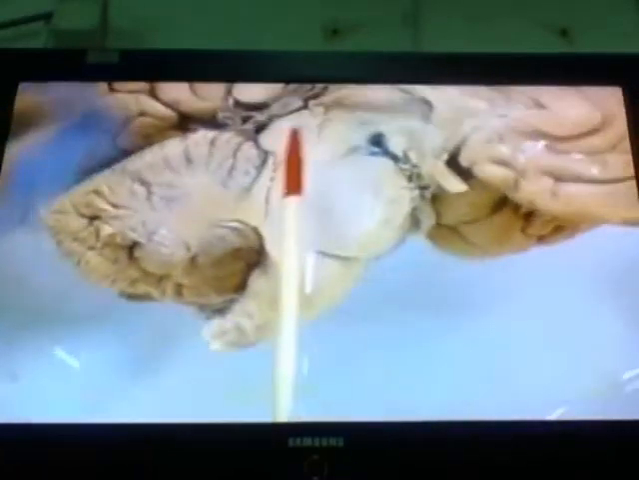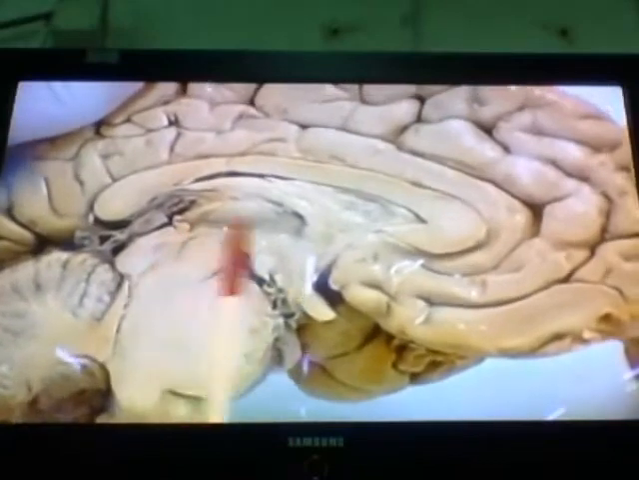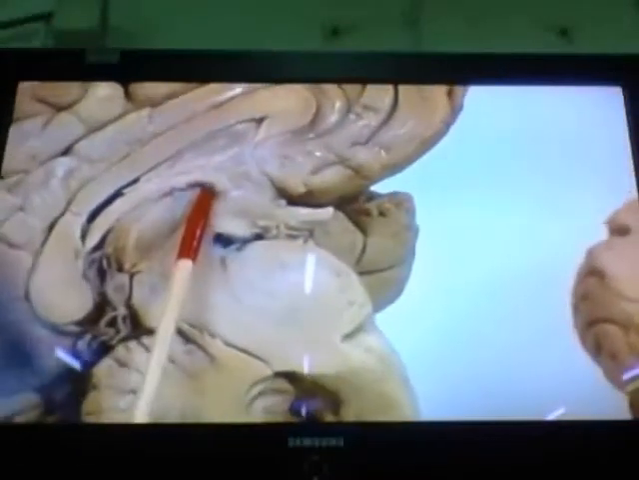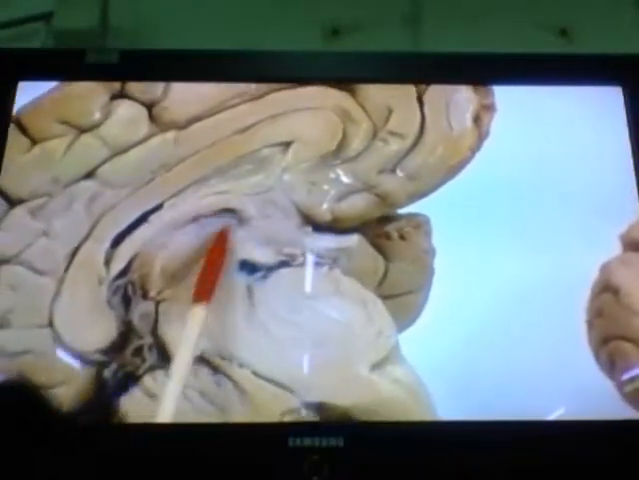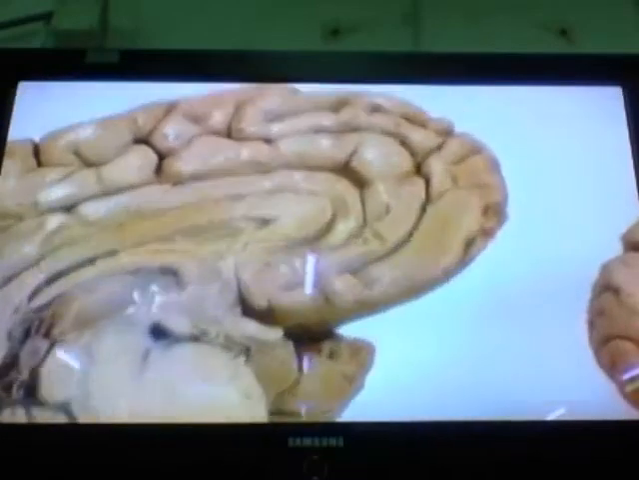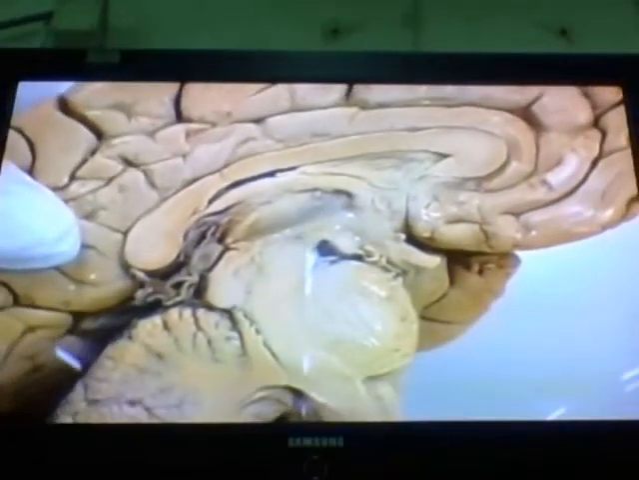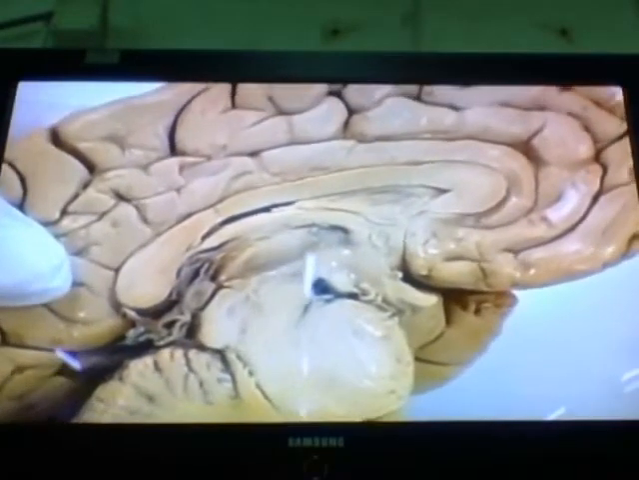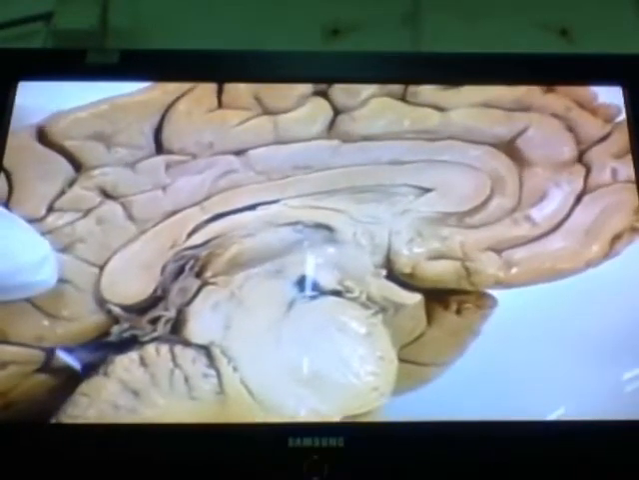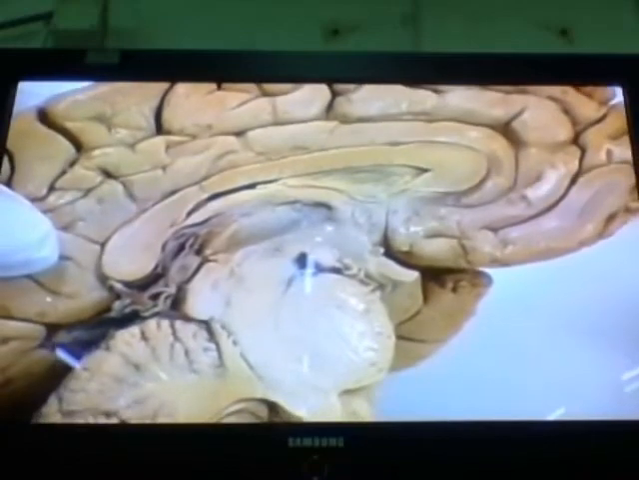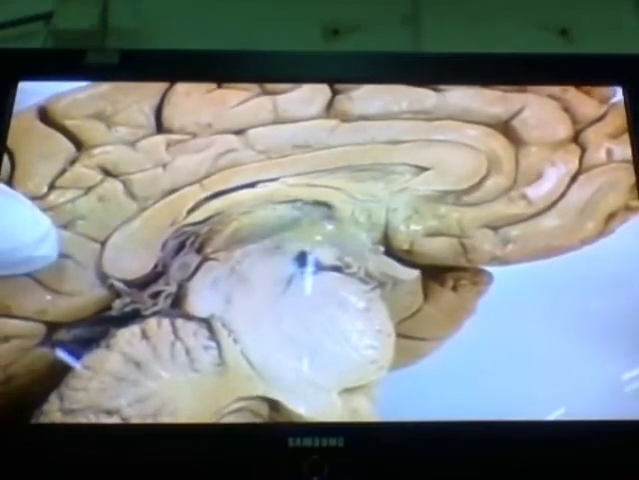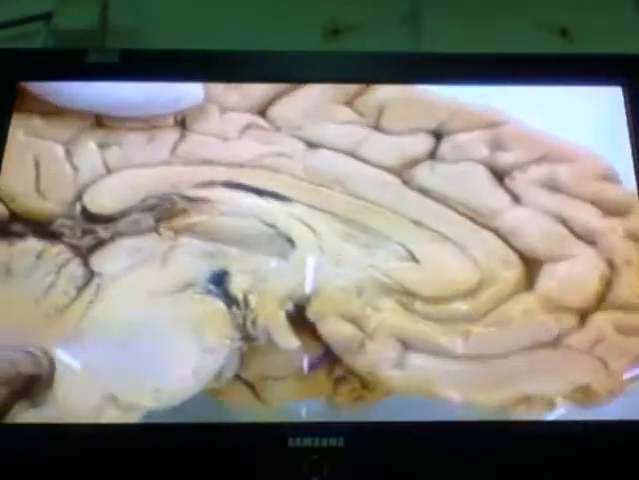So if the foramen of Luschka or the foramen of Monro gets blocked, or the aqueduct of Sylvius, what type of hydrocephalus? It's called non-communicating, because the ventricular system is failing to communicate. So that's very important.